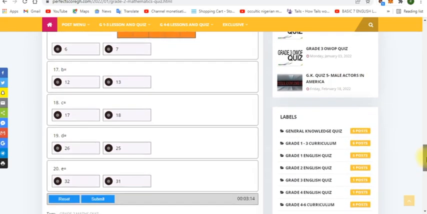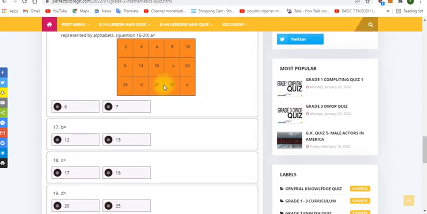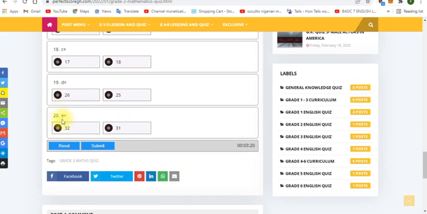Up to the last one, which is E. So 30. This place will be what? So that's E here. 31 or 32. And finish. Tap on this one. Call it a submit tab. Just tap on it. Okay, finish tap like this.